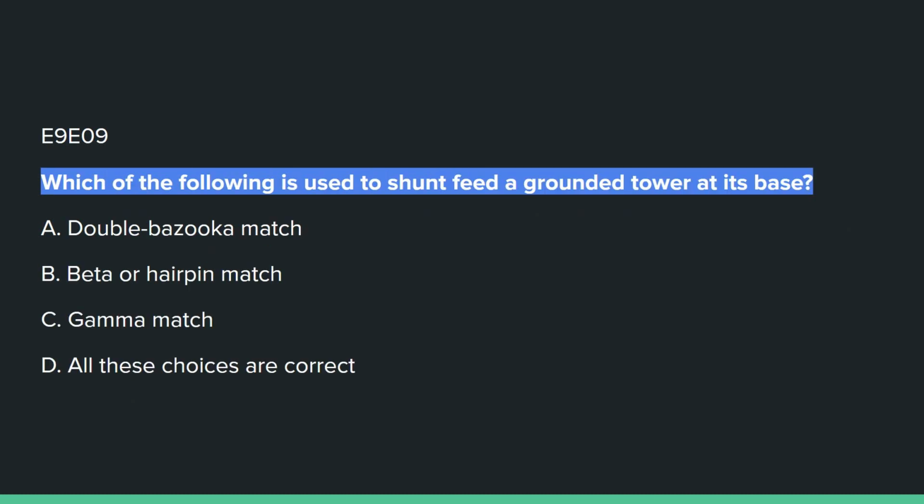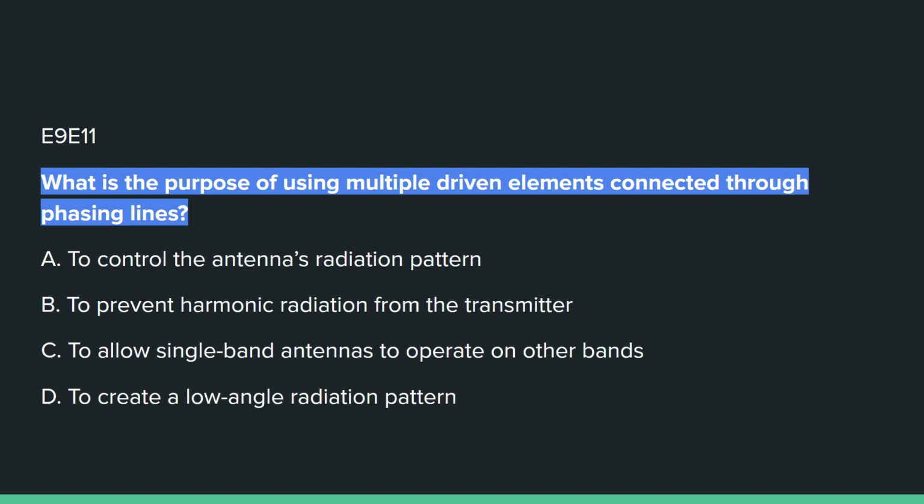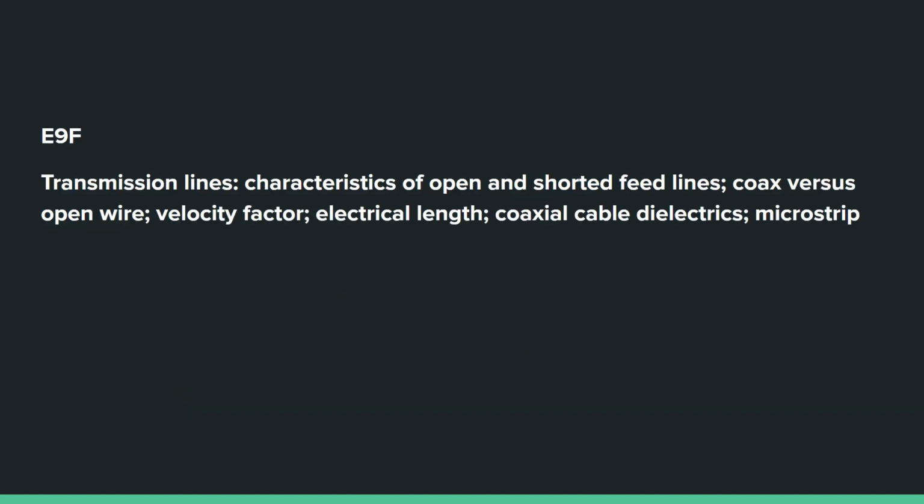E9E09, which of the following is used to shunt feed a grounded tower at its base? That's C. Gamma match. E9E10, which matching system places an inductance across the feed point of a vertical monopole antenna? C. Beta or hairpin. E9E11, what is the purpose of using multiple driven elements connected through phase lines? A. To control the antenna's radiation pattern.